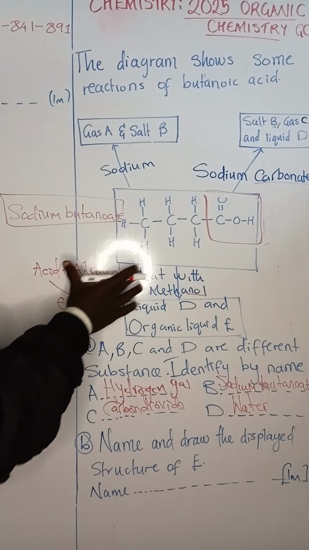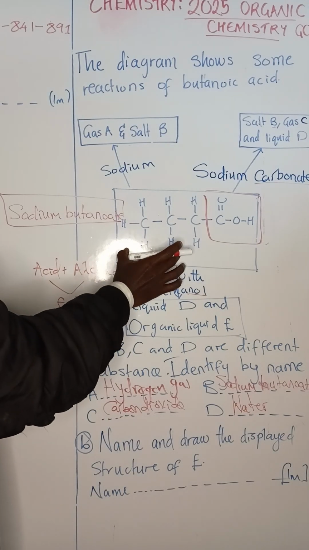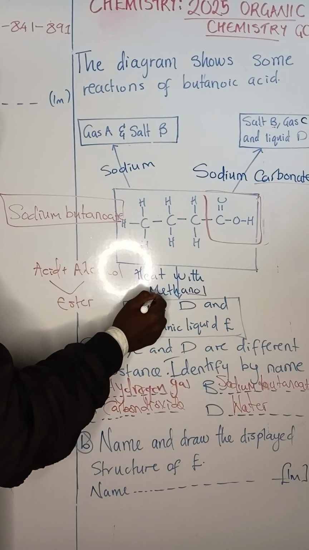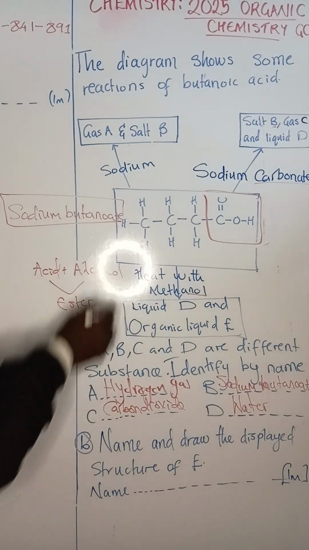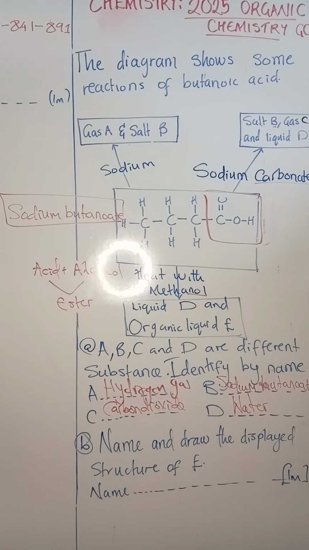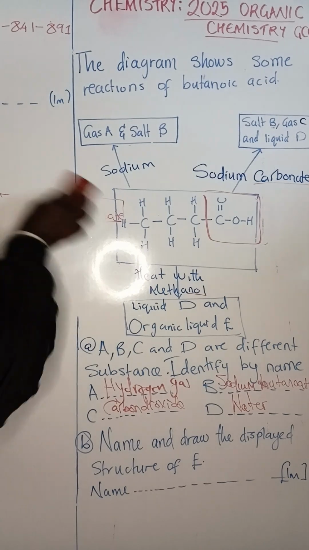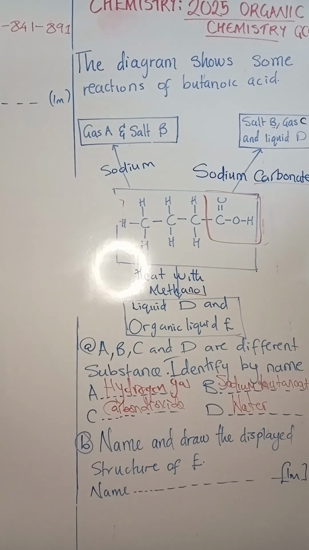So according to this, this is butanoic acid reacting with what? Reacting with the methanol. So once you react them together, it will form an ester. Now they're saying name an ester. So before we name that ester, let us kindly form it.